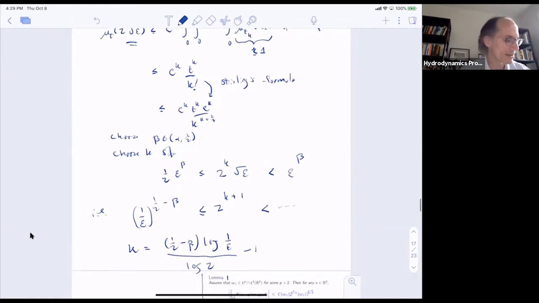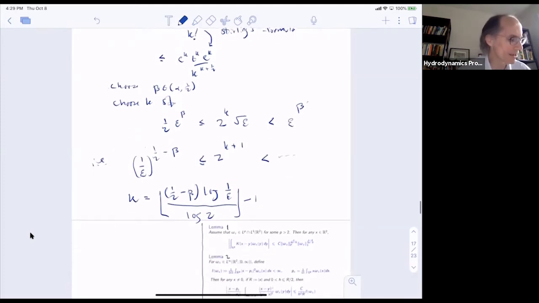Okay, and so this is the k I will choose. Sorry, I want the integer part, excuse me. If I just chose k to be this number, I would be in this range, and by choosing the integer part, I get, I think this is right. Anyway, this is right up to plus or minus 1.